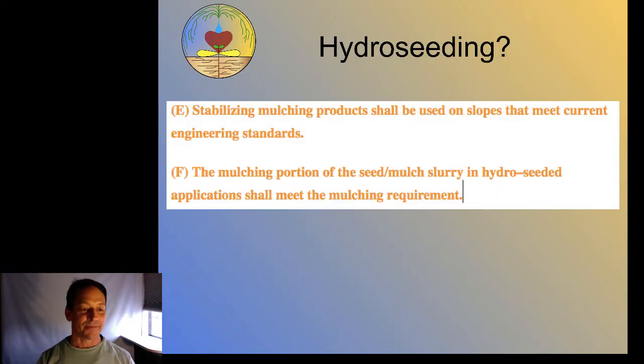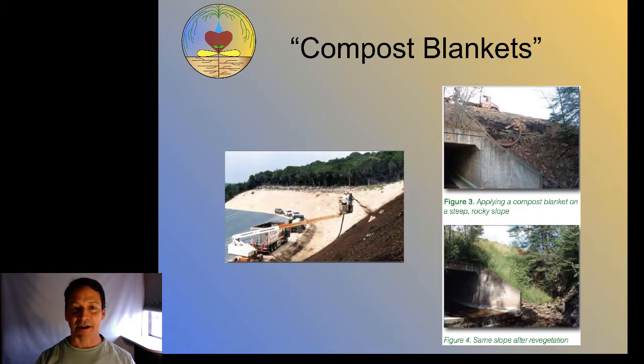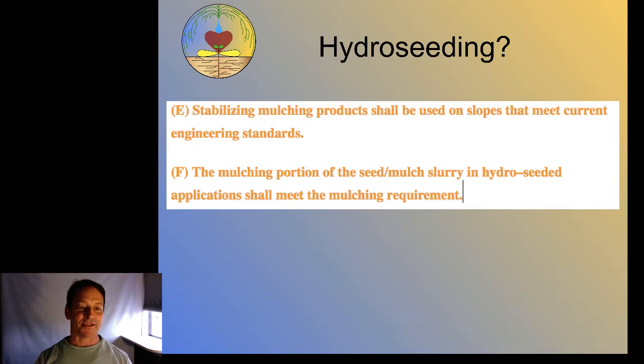All right, so I'm going to skip over. Here we go. Compost blankets. Well, let's go back. So stabilizing mulching products can be used on slopes.